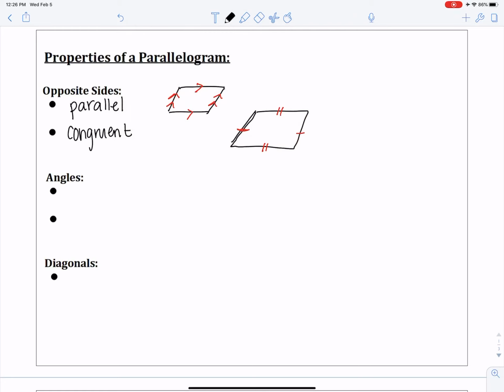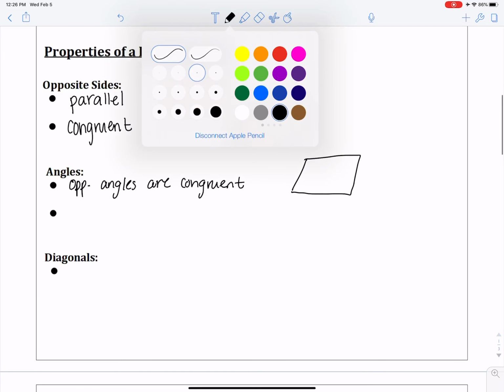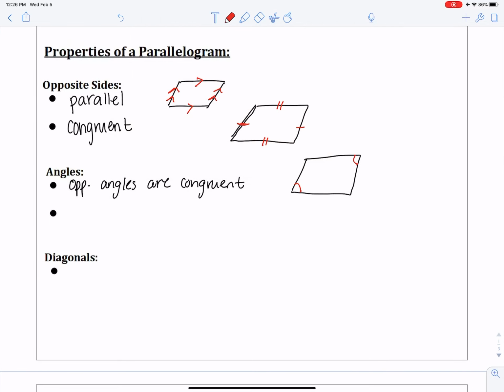The next property is about the angles. So the first property we're going to talk about is opposite angles. So I'm going to say that opposite angles are congruent. So that means that this angle is congruent to this one and this angle is congruent to this one. The next thing about the angles is that the consecutive angles are supplementary.